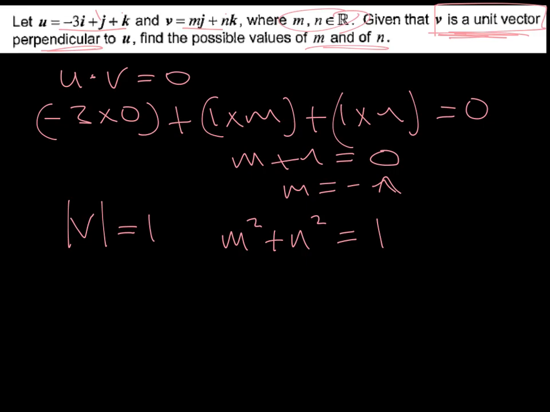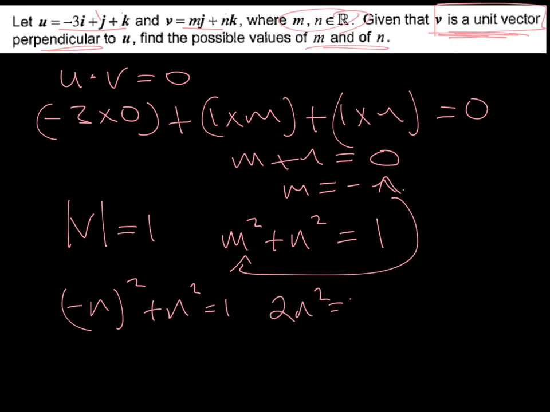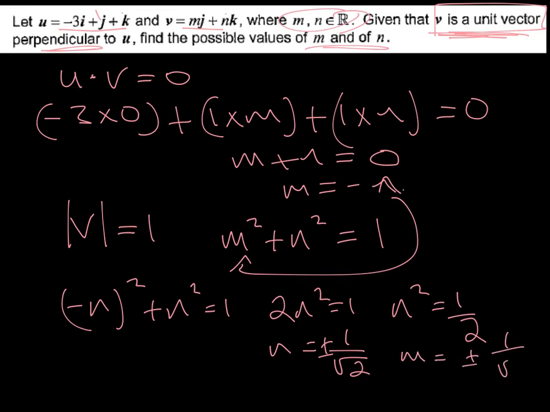So what we can do now is substitute in, for instance, m equals -n. So (-n) squared plus n squared equals 1, which gives us 2n squared equals 1. So therefore n squared equals 1/2, and n is going to equal plus or minus 1 over root 2. Similarly, therefore, m will also equal plus or minus 1 over root 2, and those are the possible values of m and n.